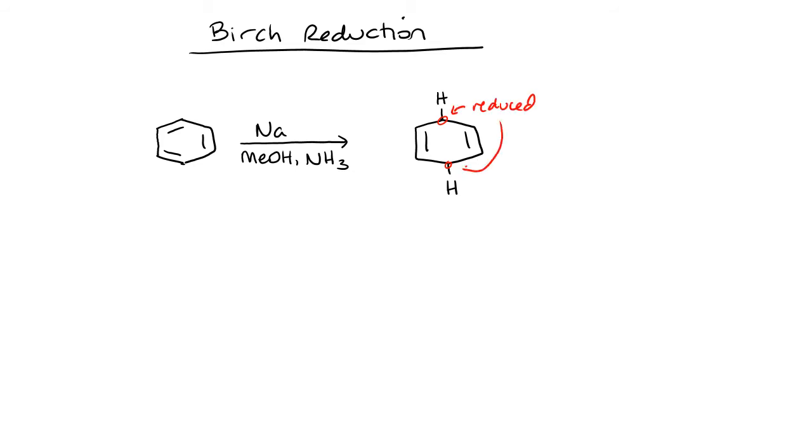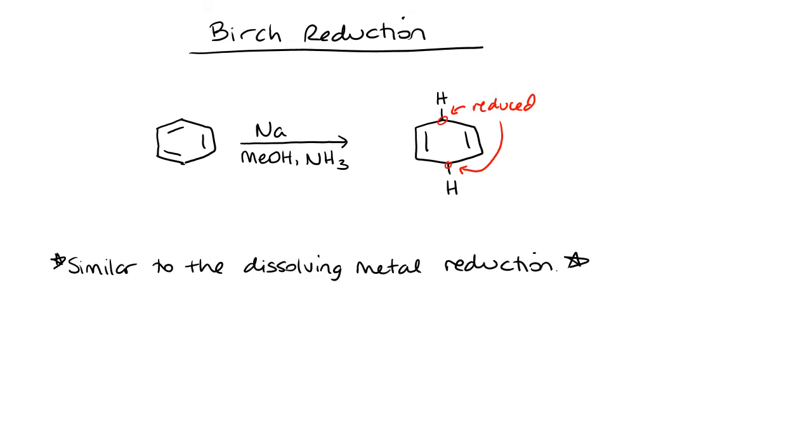So that's where the term the Birch reduction comes from. Now on the next slide, we'll go ahead and take a look at the mechanism for how this reaction proceeds. And it's actually very similar to the dissolving metal reduction reaction that we saw in OChem 1, where we converted an alkyne into a trans alkene.